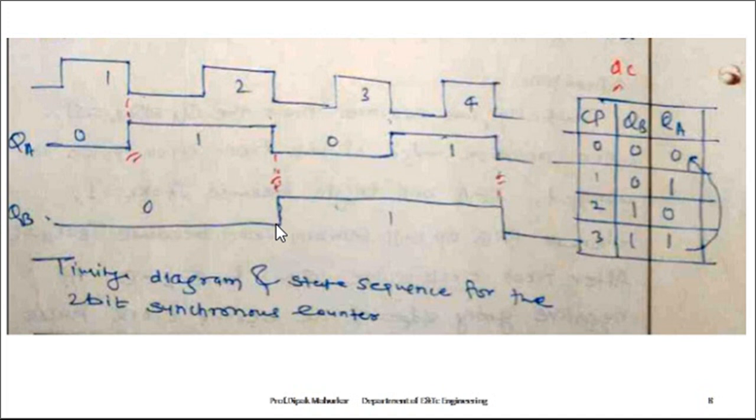Finally, at the negative edge of the fourth clock pulse, both flip flops toggle as their JK inputs are at logic 1. Thus the result is QA and QB both equal to 0, and the counter recycles back to its original state. So the timing details of the operation are as shown in the diagram.